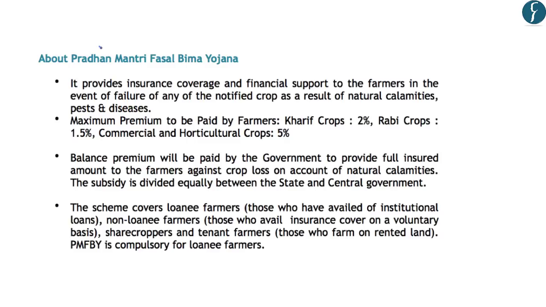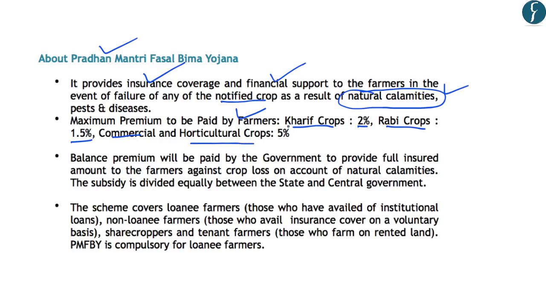Now, about the Pradhan Mantri Fasal Bima Yojana, you should note that it provides insurance coverage and financial support to the farmers in the event of failure of any of the notified crop as a result of natural calamities, pests or diseases, etc. So it provides the insurance cover and financial support in case of crops which are destroyed by natural calamities, pests or diseases. And the maximum premium that has to be paid by the farmers for the Kharif crops is 2%. For Rabi crops, it is 1.5%. And for commercial and horticultural crops, it is about 5%. So these figures are important.